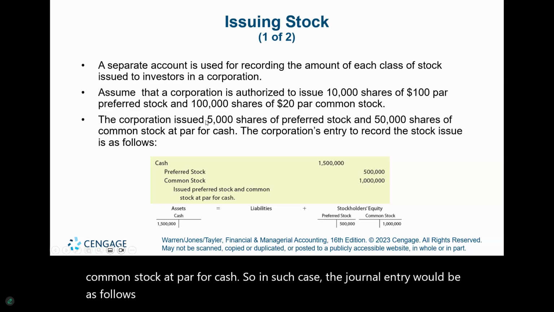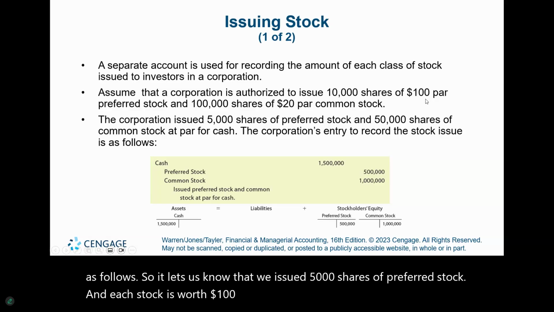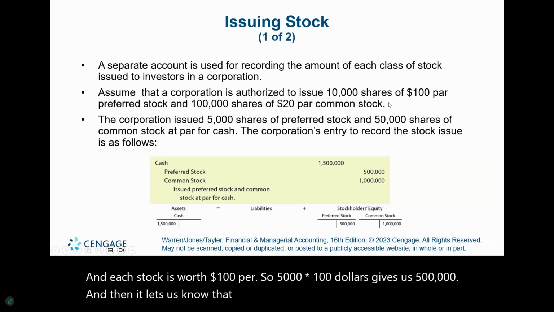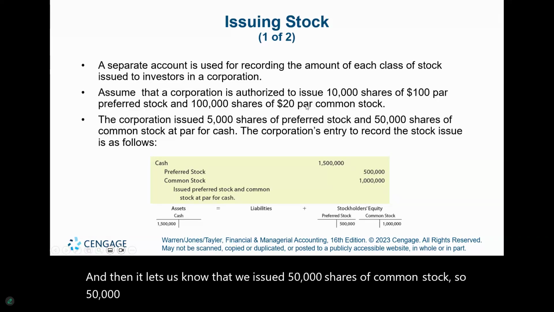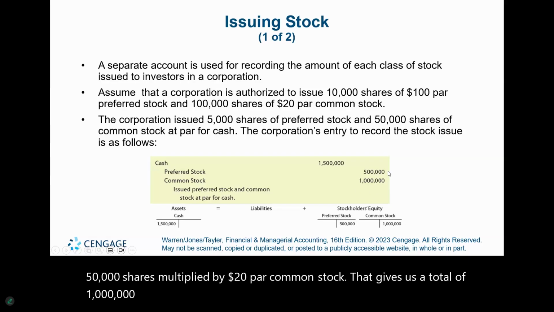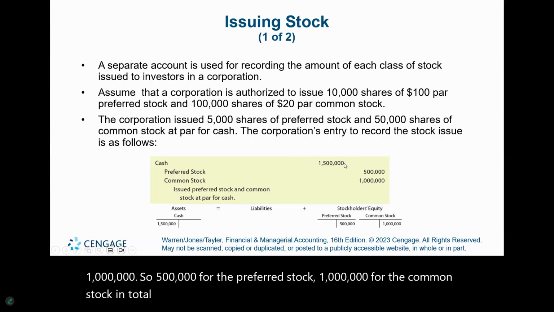So it lets us know that we issued 5,000 shares of preferred stock, and each stock is worth $100 par. So 5,000 multiplied by $100 gives us 500,000. And then it lets us know that we issued 50,000 shares of common stock. So 50,000 shares multiplied by $20 par common stock gives us a total of 1 million. So 500,000 for the preferred stock, 1 million for the common stock. In total, the corporation raised $1.5 million.